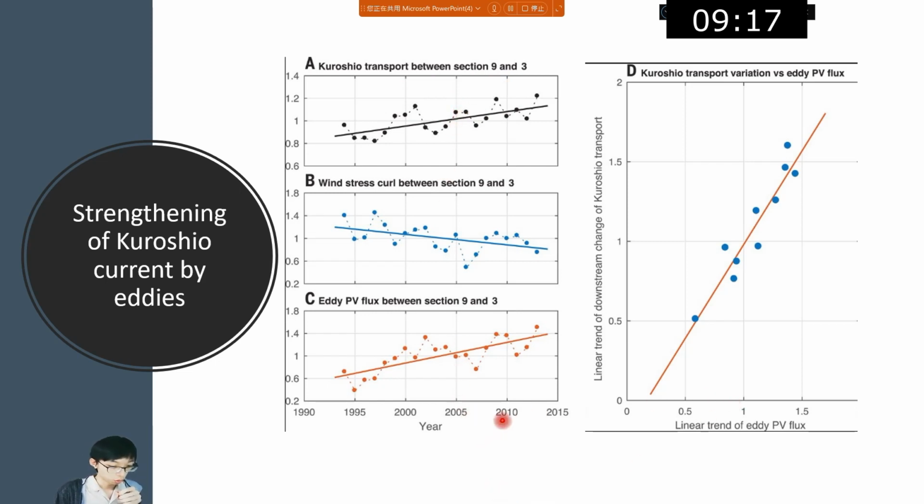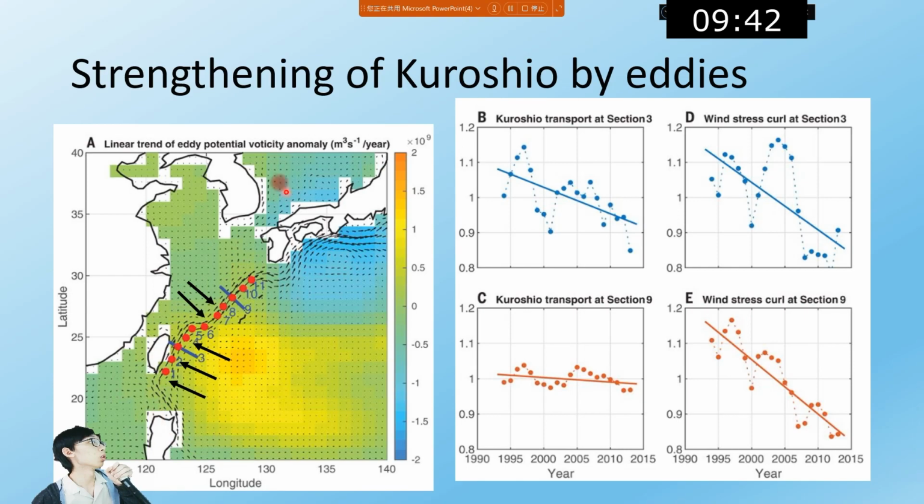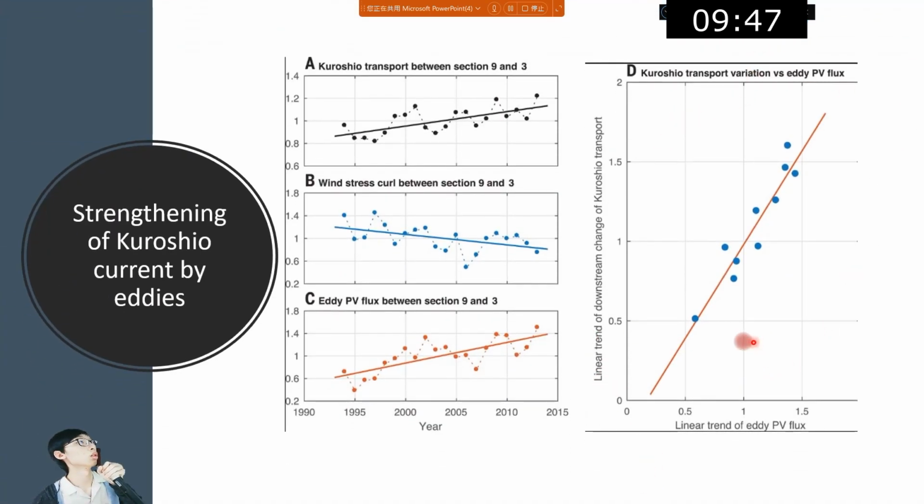And then picture D shows that the downstream trend of Kuroshio transport corresponds to the AD flux of PV, and this blue dot relates to the red dot here. We just turn the view into a figure.